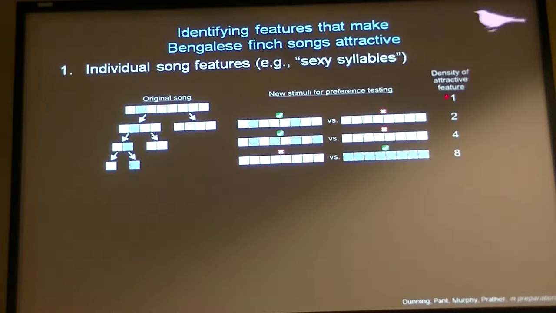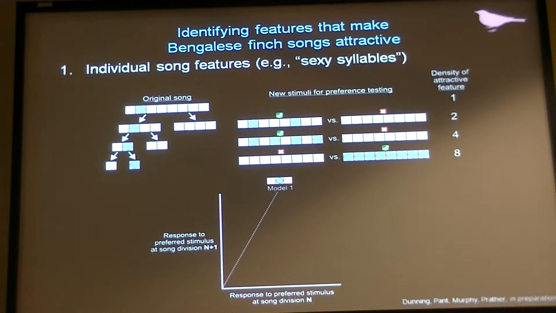With each division, which we can talk about the division from level 1 to level 2, or from level 2 to level 3, we can just represent this as level n to level n plus 1. At each division, we are doubling the density of this attractive element. And so if we were to plot the response to the preferred stimulus at song division n plus 1 versus the response to the preferred stimulus at song division n, then we would expect a doubling for each division and a slope of 2. So in this model, where there is a single sexy element, we would expect that if we were to plot our data in this way, we would get something with a slope of 2.